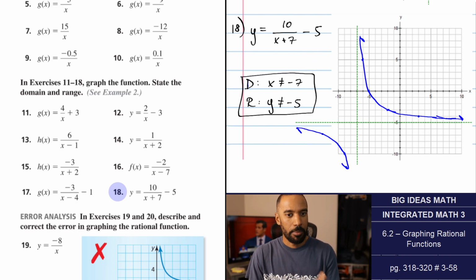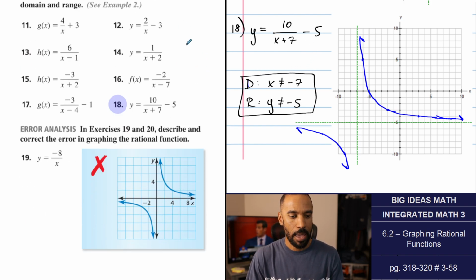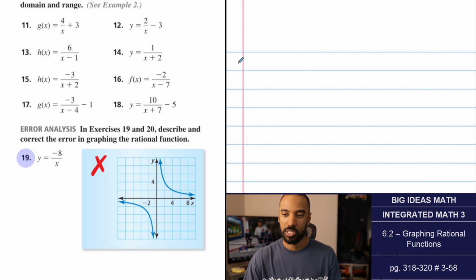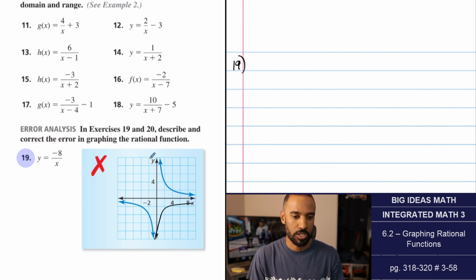Okay. Numbers 19 and 20 say describe and correct the error in graphing the rational function. Y equals -8 over x. It's my belief and understanding that they only make one mistake, not multiple. My guess here is the only one is not dealing with that negative. A negative graph would be going in this direction instead.